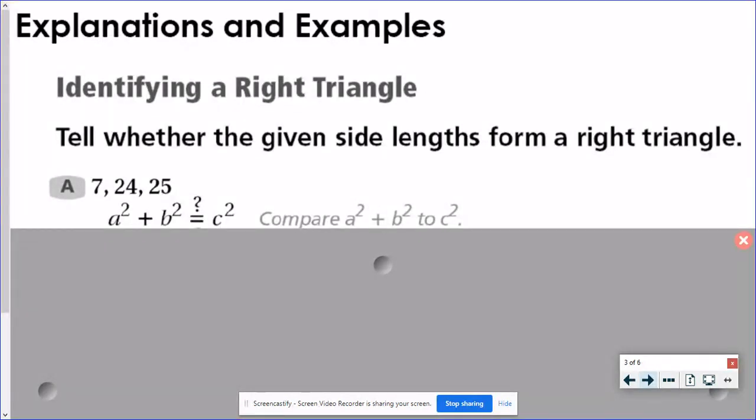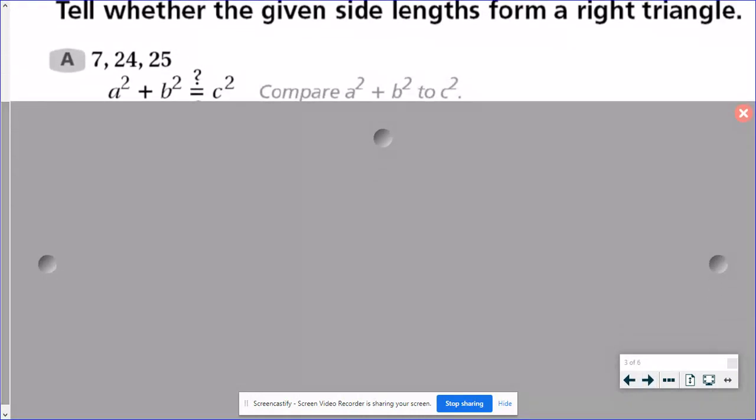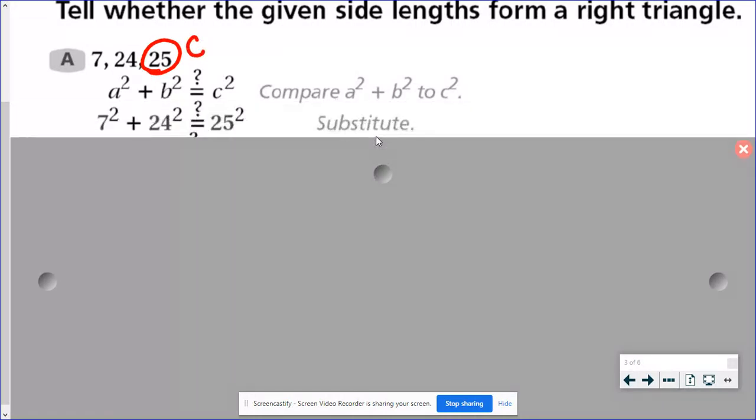So if I give you these three side lengths, 7, 24, 25, and I want to know if this is a right triangle, it's important that, again, I find the biggest number. This is your biggest number. That's going to be my c. So when I substitute these in, I'll say 7 squared plus 24 squared. Does it equal 25 squared? Can you see I've got that question mark about the equal sign? You don't have to write that every single time, but realize we don't know if it's equal or not. We're checking to see if it's equal.